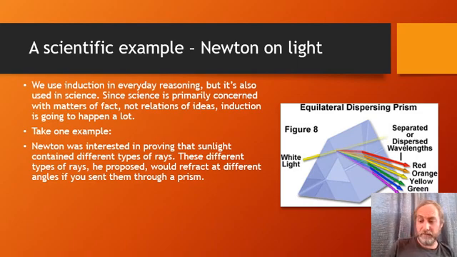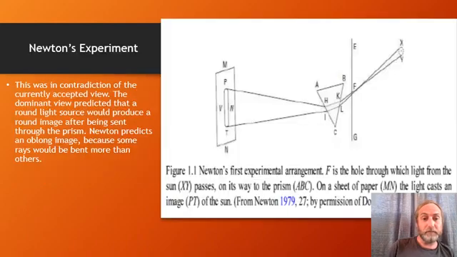Anyways, that's what Newton's claim was. So this was not the accepted view at the time. They thought light was just a homogeneous thing. So Newton wanted to prove this.